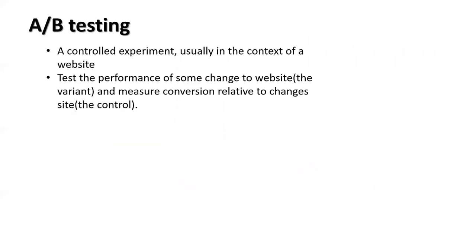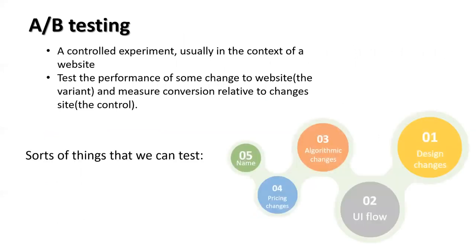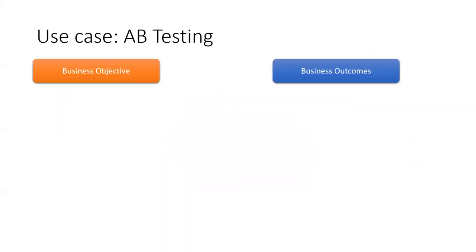A/B testing. A/B testing is nothing but testing done basically on websites. It is a controlled experiment used in the context of websites, to test the performance of some change to a website and measure conversion relative to changes on the site. Some things we can test are design changes, algorithmic changes, UI flow, etc. This is the test case on A/B testing.